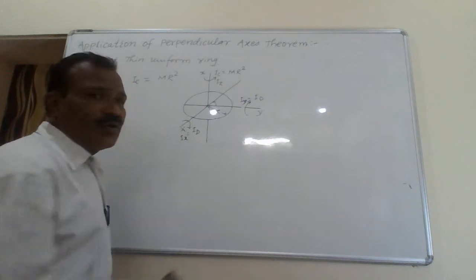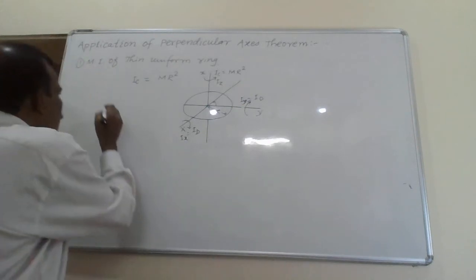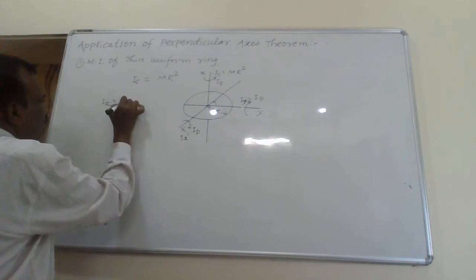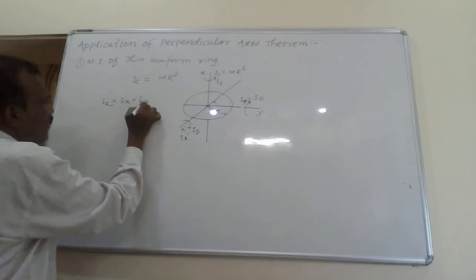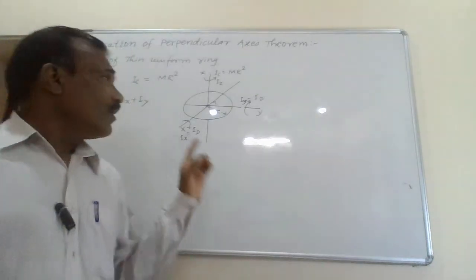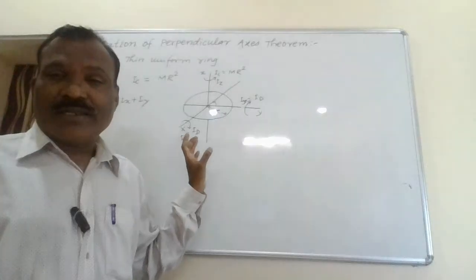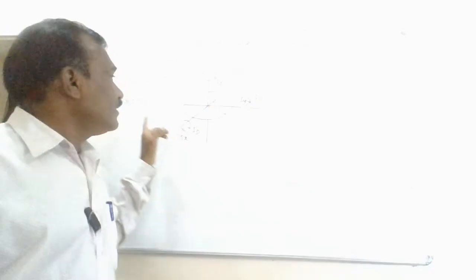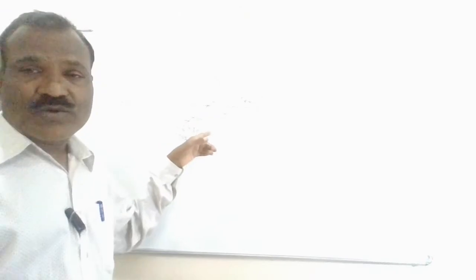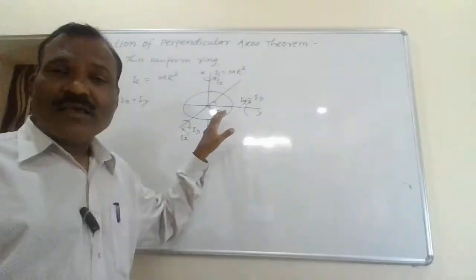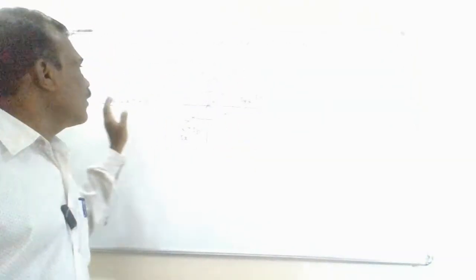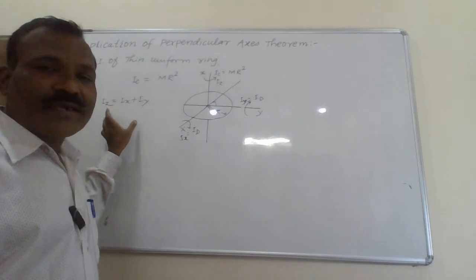Applying the perpendicular axis theorem to this diagram, we have Iz equal to Ix plus Iy. This is the mathematical statement of the perpendicular axis theorem. These are the three perpendicular axes, and Iz is perpendicular to the plane. This thin ring can be treated as a plane lamina. Therefore we can write Iz equal to Ix plus Iy.